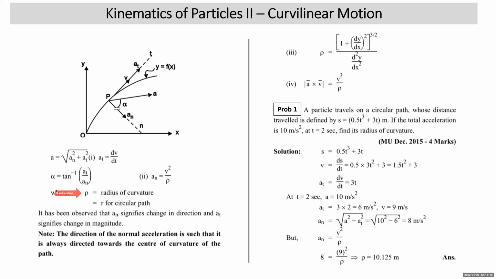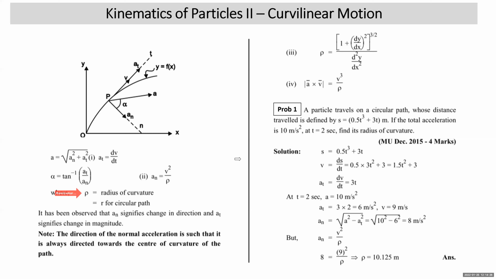All right. Out of an and at, the resultant acceleration is the square root of an square plus at square. And suppose alpha is the angle the resultant acceleration makes with the direction of normal acceleration, then tan alpha will be at upon an. Normal acceleration signifies change in direction, and the tangential component signifies the change in magnitude.